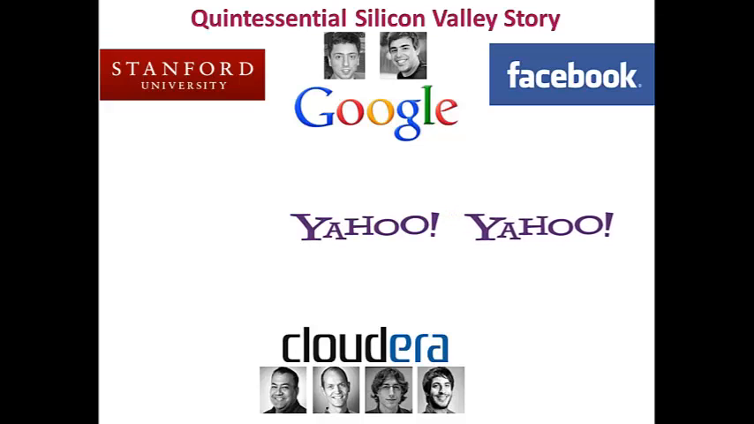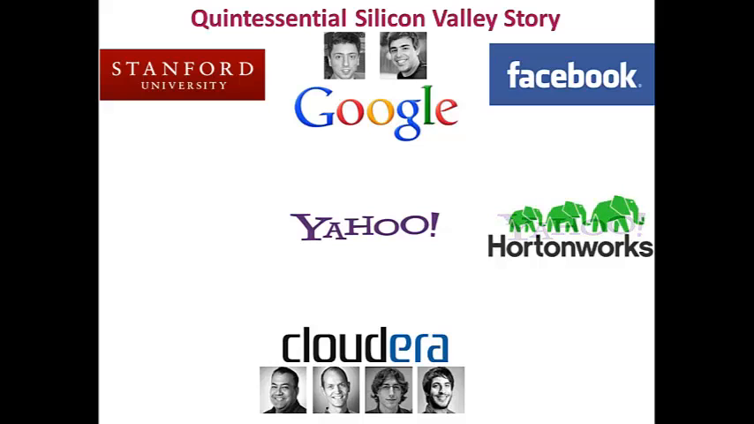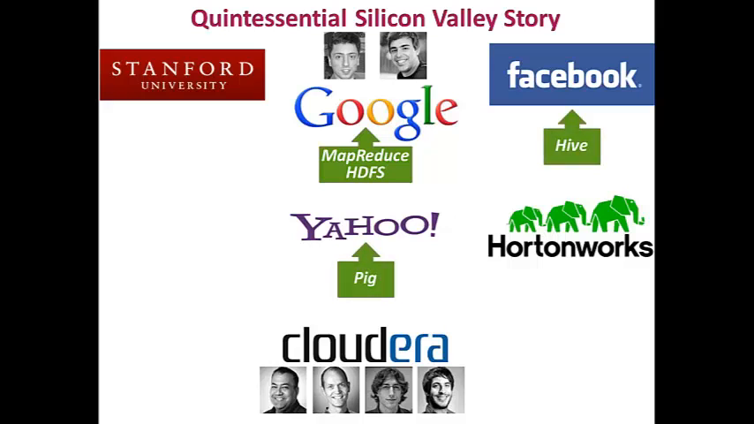Yahoo ended up spinning off its large Hadoop development team into a new company named Hortonworks, which was named after the elephant in Horton Hears a Who. So, the core of Hadoop, which is MapReduce and HDFS, came from Google, and the two most used Hadoop programming languages, Hive and Pig, were created at Facebook and Yahoo.